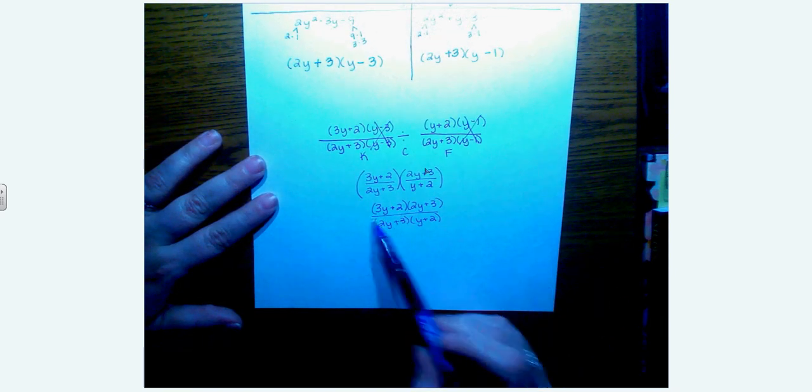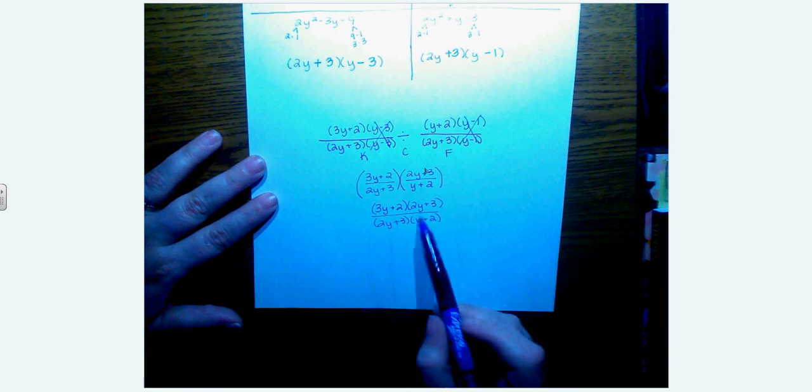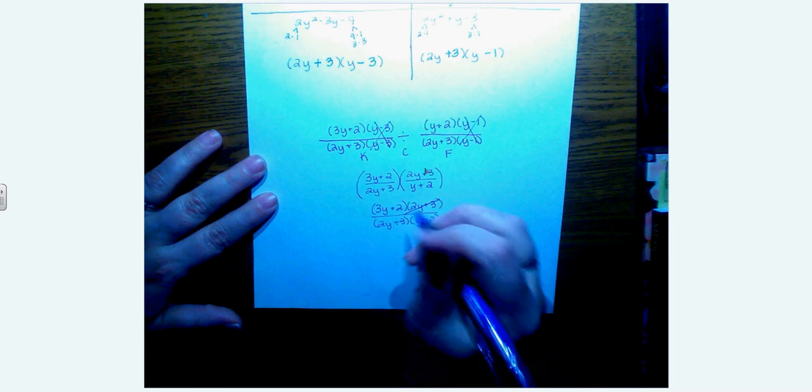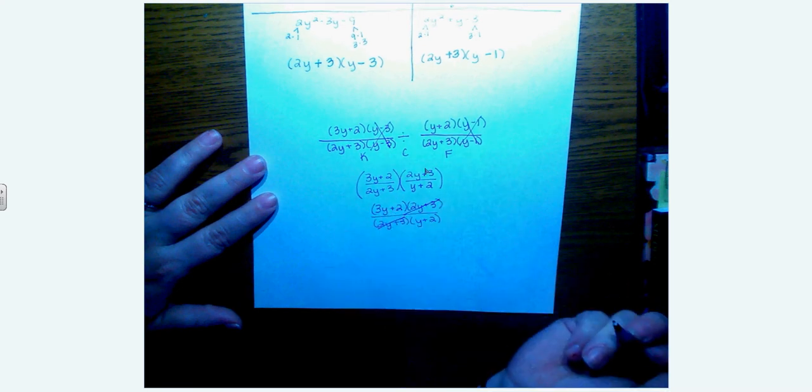3y plus 2, that doesn't show up on bottom. 2y plus 3, that shows up on bottom. So since it shows up on top and bottom, let's get rid of it.